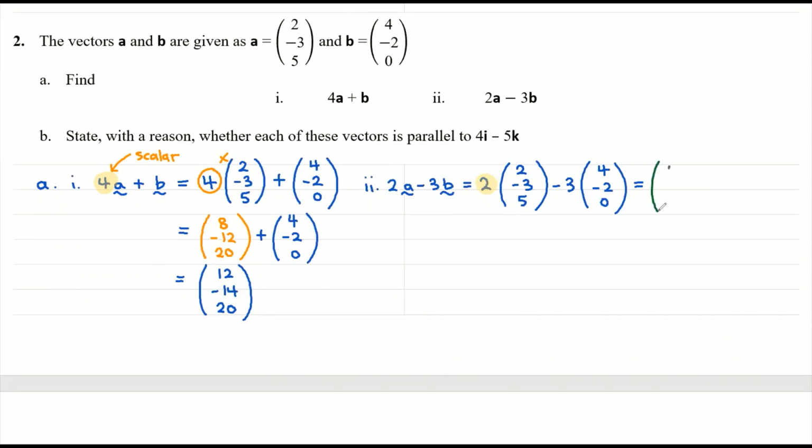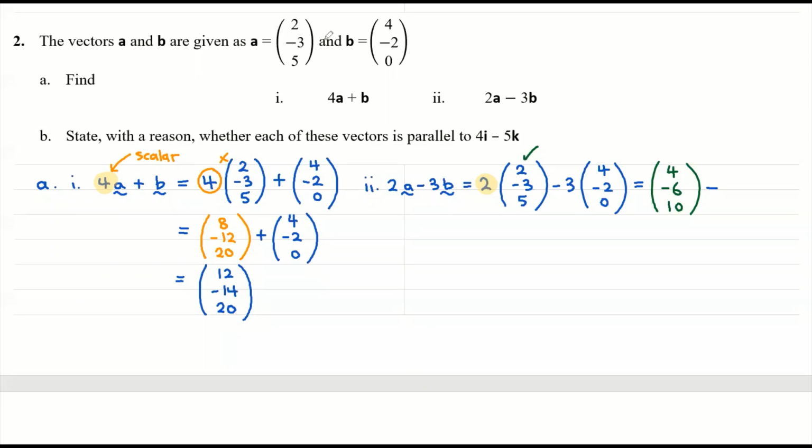So we've got 2 multiplied by 2, which is 4, -6, and 10. Okay, so that's done that one. And then we're going to subtract. I'll leave the subtraction here. And then we're going to multiply everything by 3.